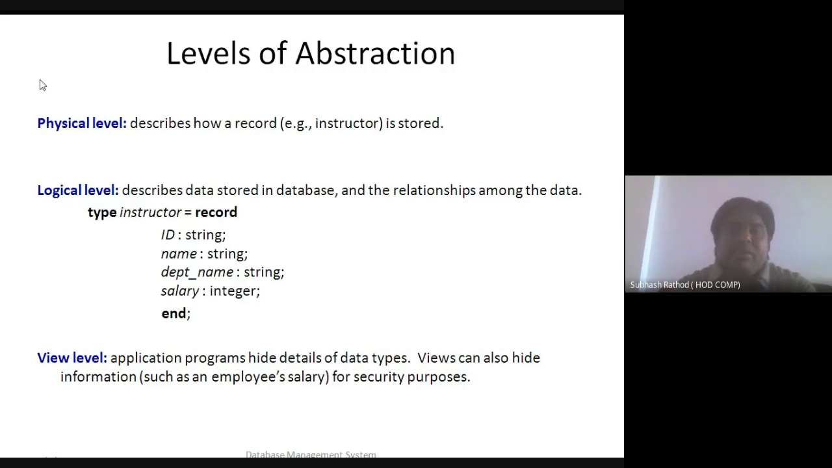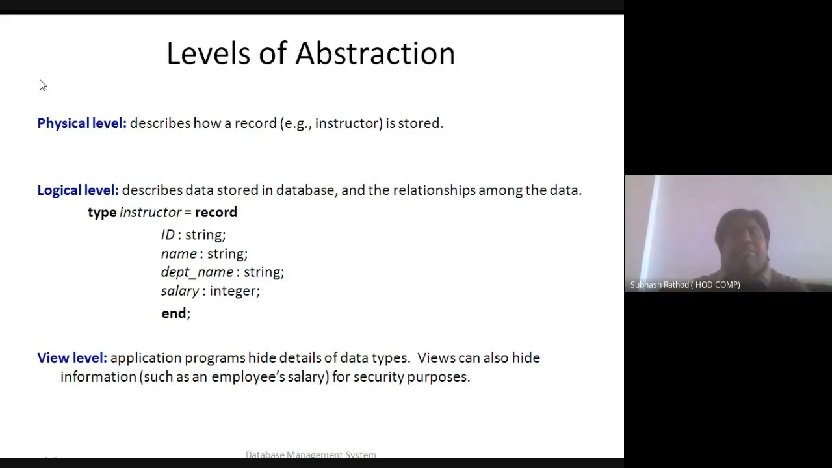The third level is the view level. It is the topmost level. On this level, the user directly interacts with the database, or directly interacts with the DBMS system. The view level has certain application programs which hide the details of the data types. We can also hide information for security purposes. We can explain with an example.